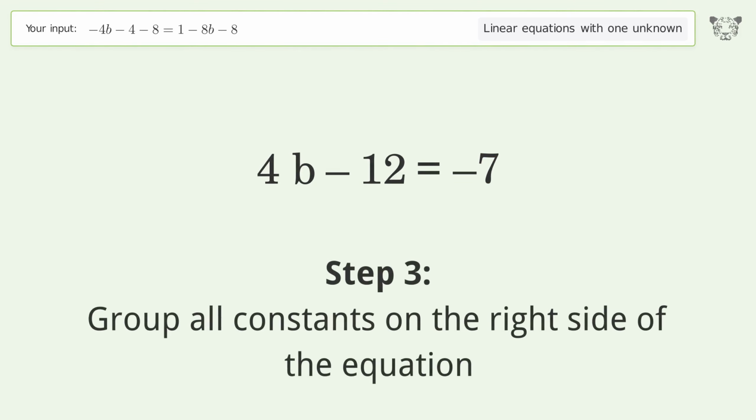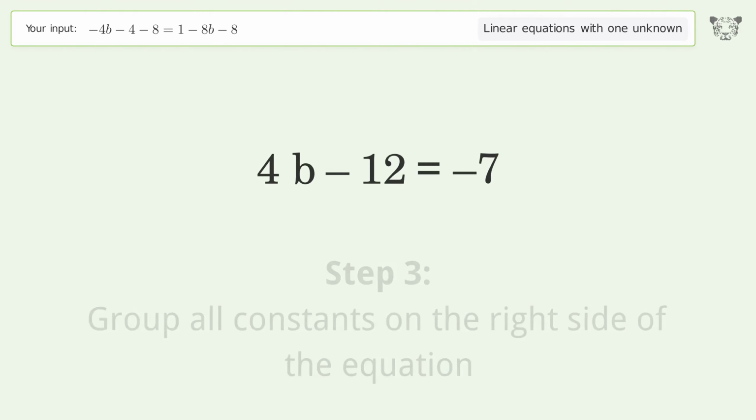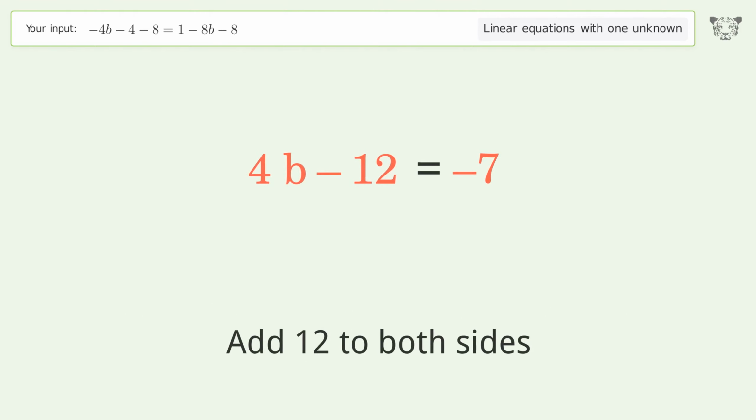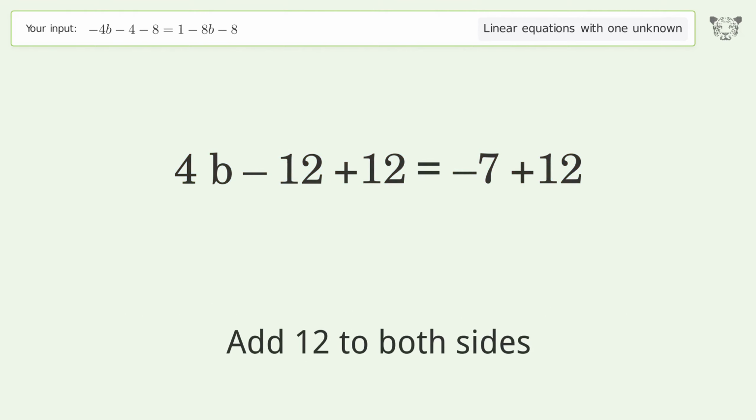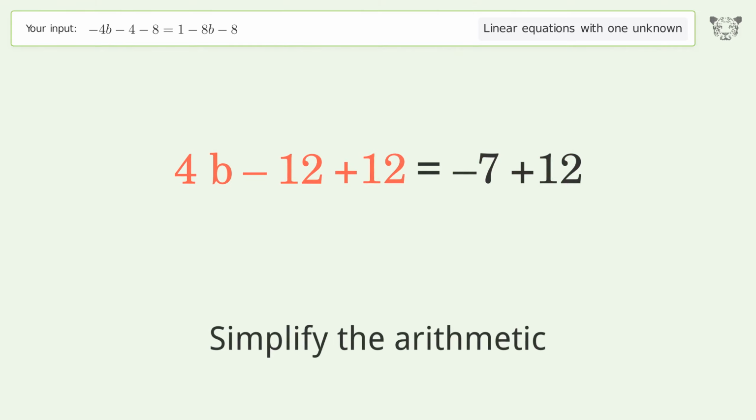Group all constants on the right side of the equation. Add 12 to both sides. Simplify the arithmetic.